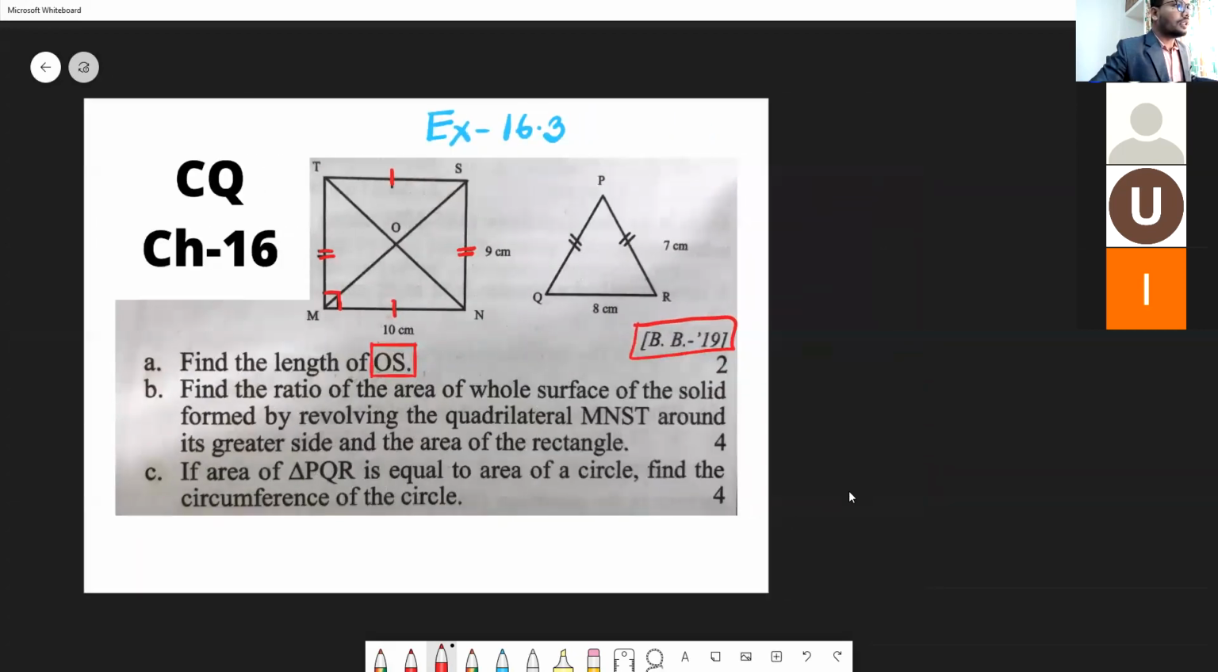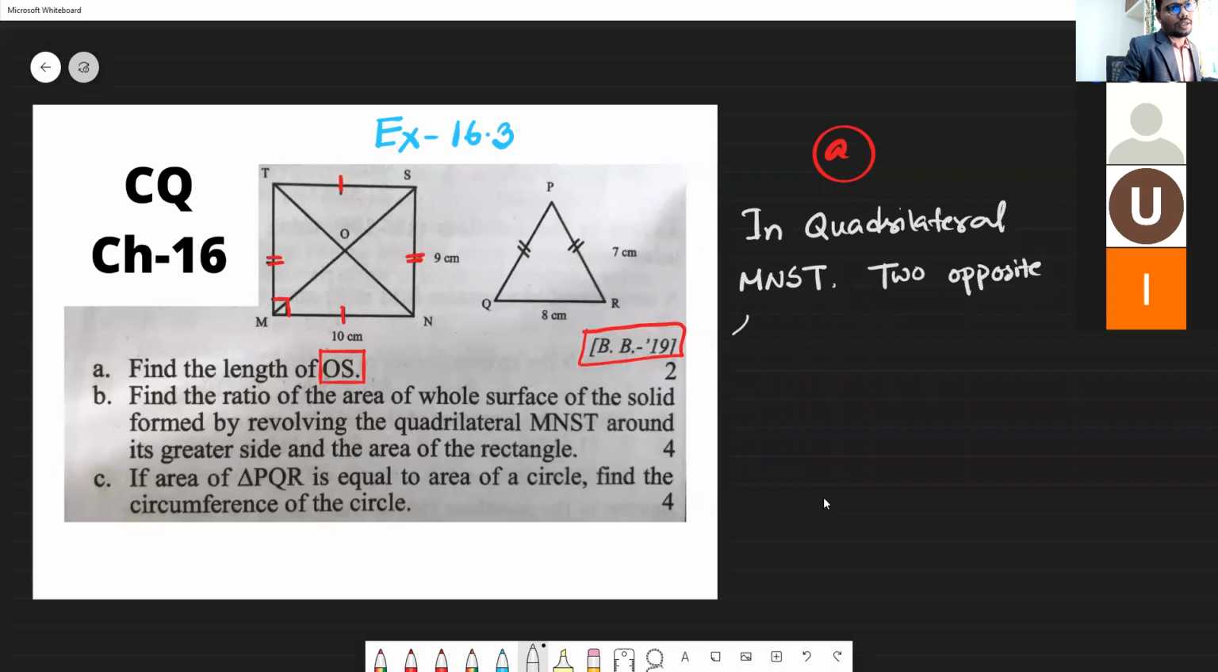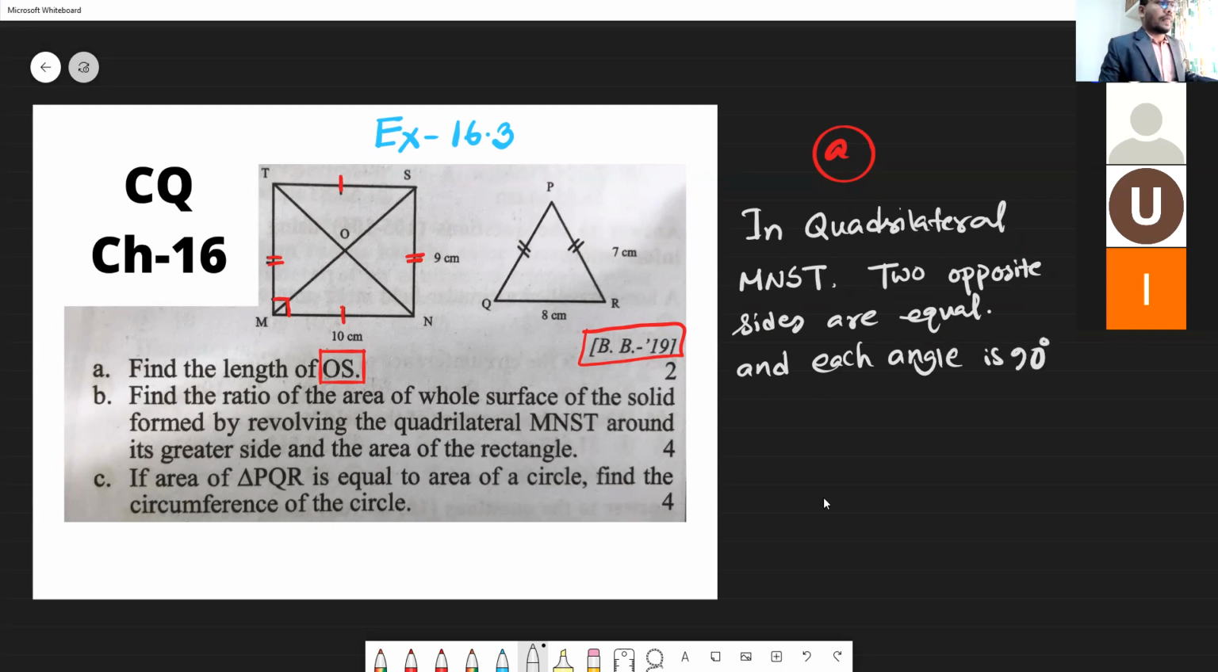First step, just write down here, question number A. Answer, we can start here. In quadrilateral M, N, S, T, two opposite sides are equal and each angle is 90 degree. So first step, we can find the length of MS.